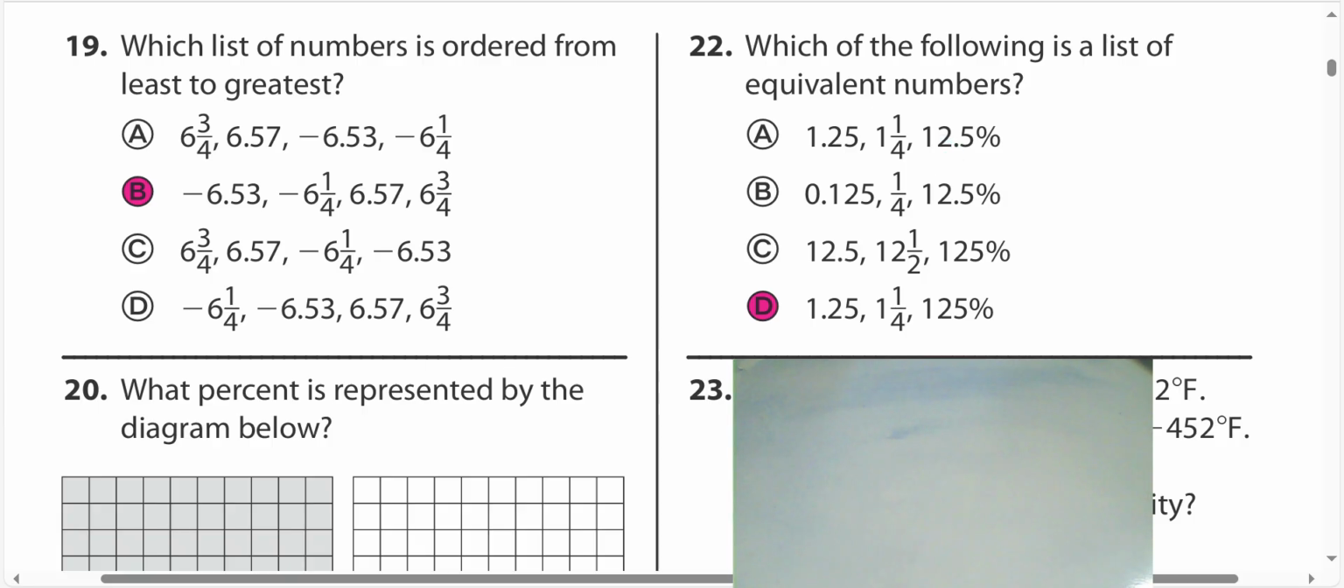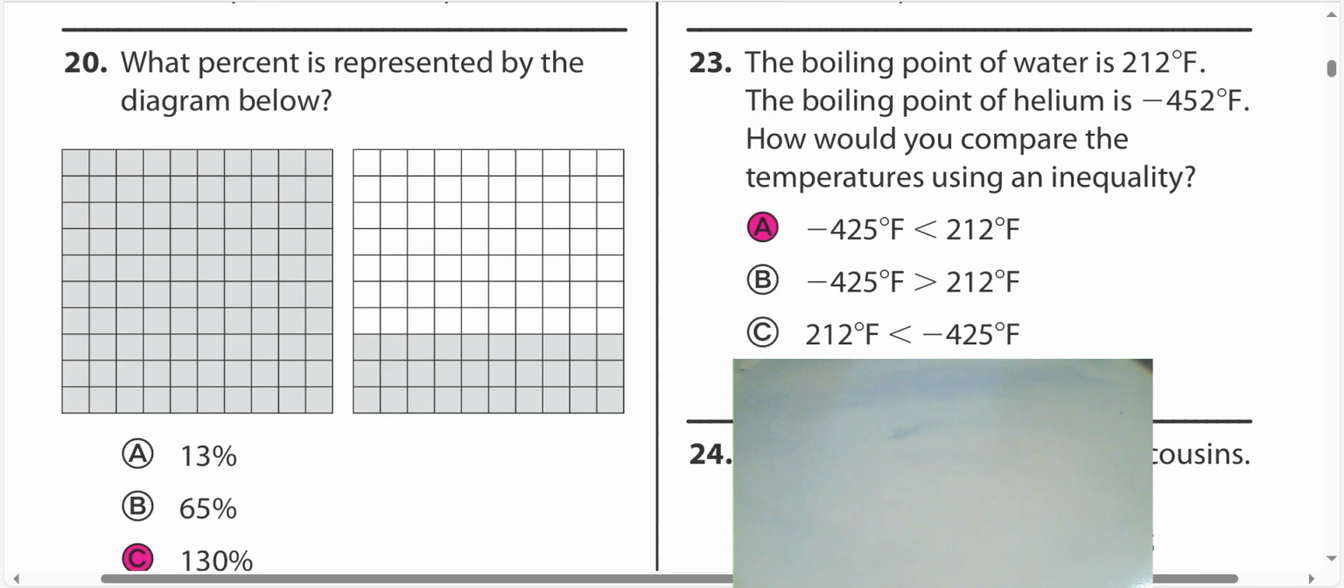Next, question 23. The boiling point of water is 212 degrees Fahrenheit. The boiling point of helium is negative 452 degrees Fahrenheit. How would you compare the temperatures using an inequality? We can compare: negative is less than positive. Choose letter A.